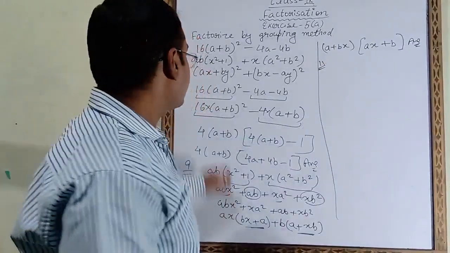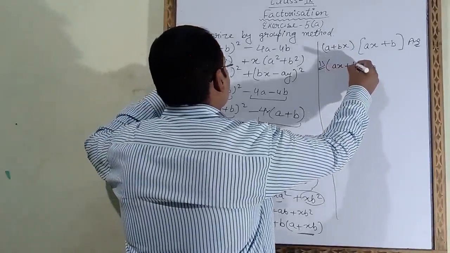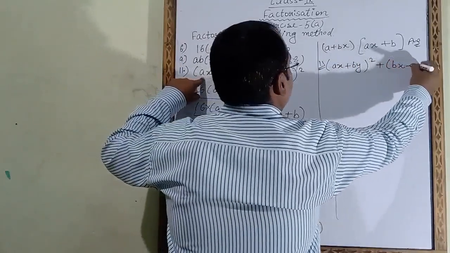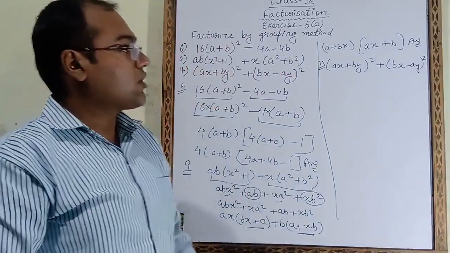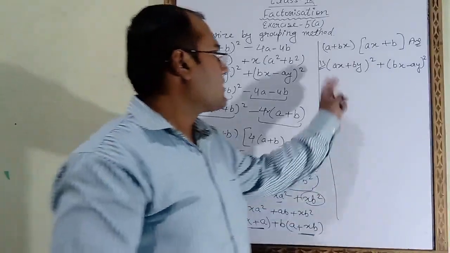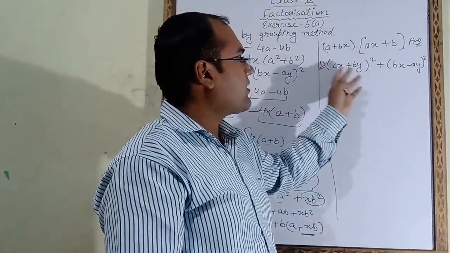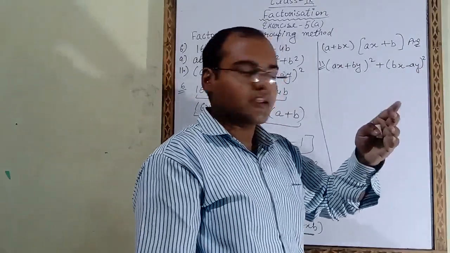Question number 11 is, in the bracket it is written ax plus by whole square plus bx minus ay whole square. So in this question, first of all you will check whether anything is common in this term and this term or not. From ax and by we will not get anything common. From bx and ay here also we will not get anything common.